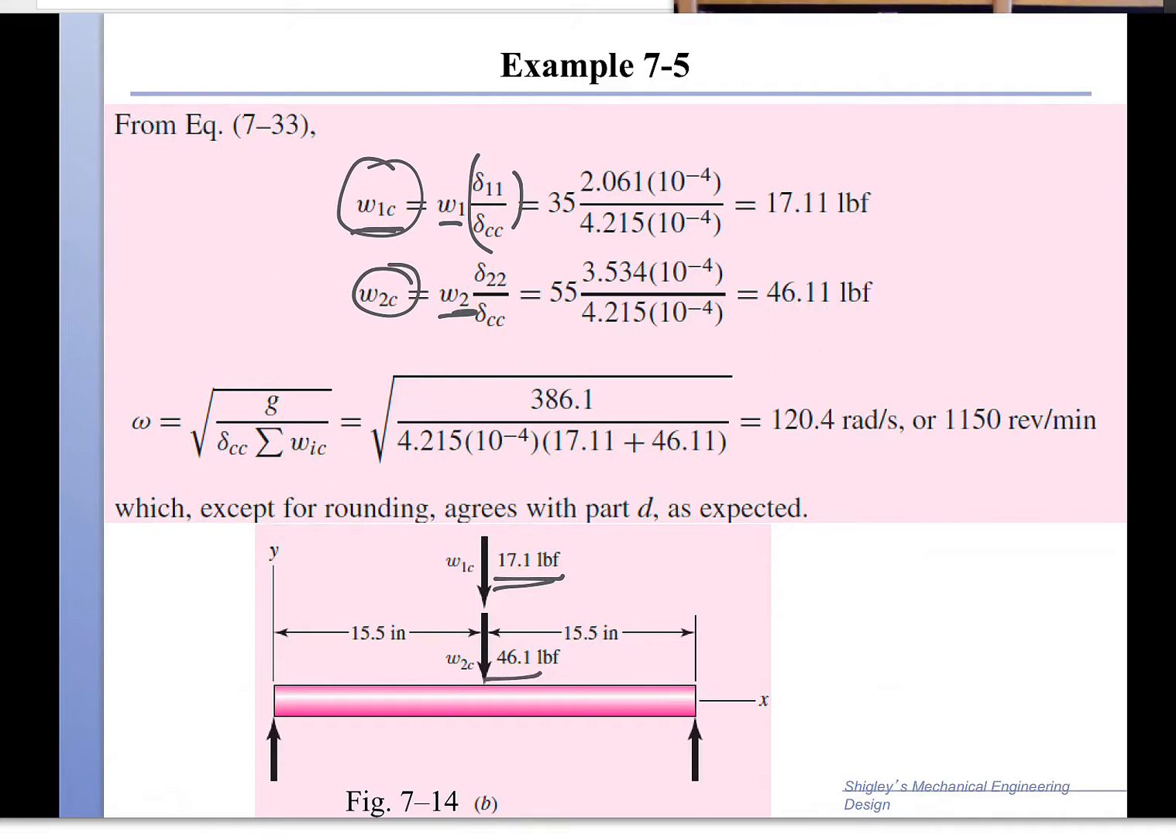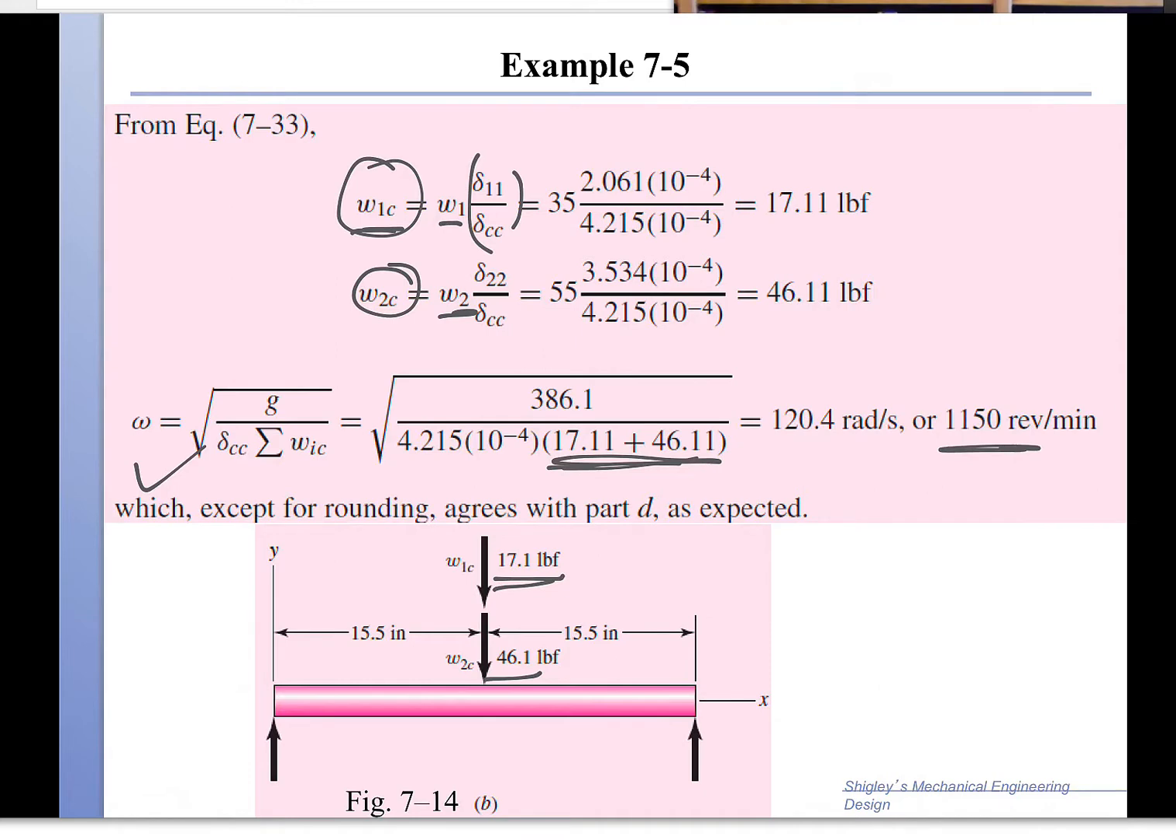And therefore, you can use them to find the critical speed of the shaft, because the two forces are exactly in the center, and therefore you can add them up. And here we get another answer, 1150. That is also a very small difference from before.